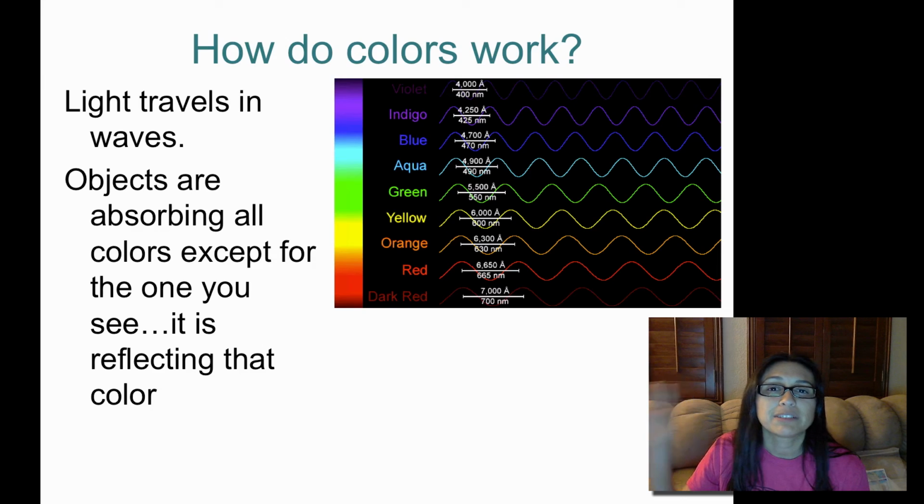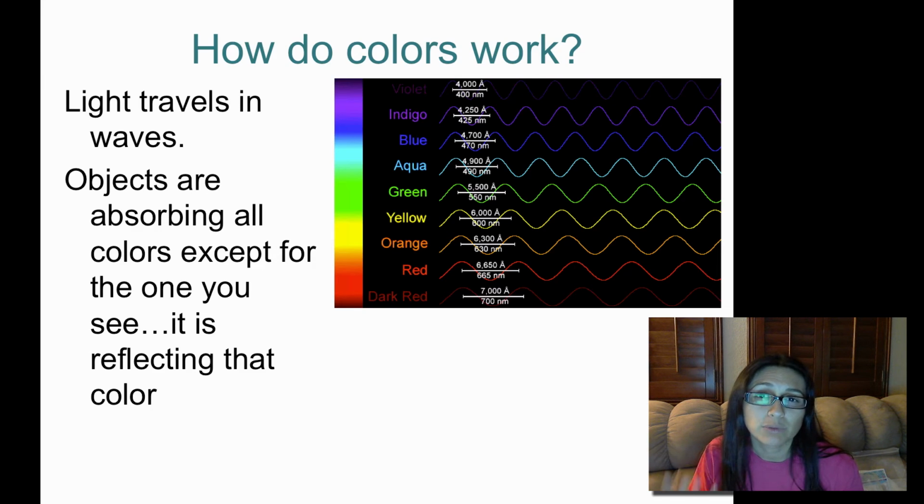So the light from the sun is really all colors of the rainbow. Whenever the human eye sees all colors of the rainbow at once, we perceive it as the color white. So that's why we see things as white.